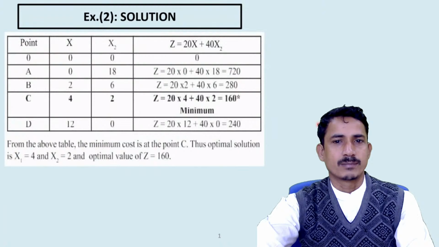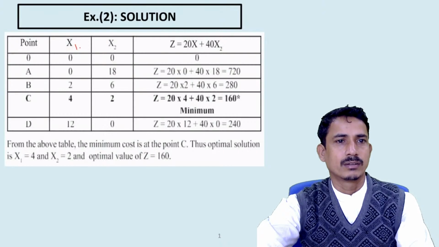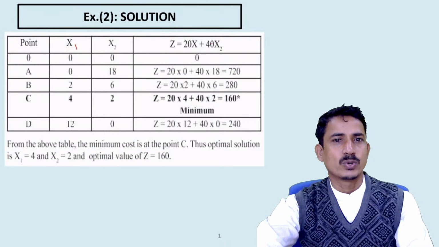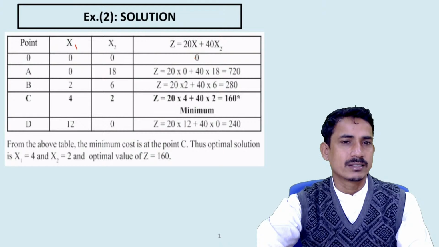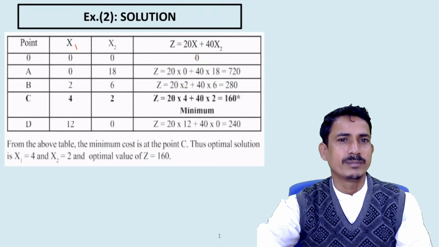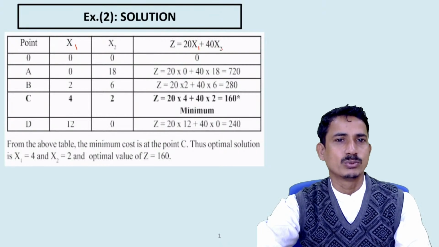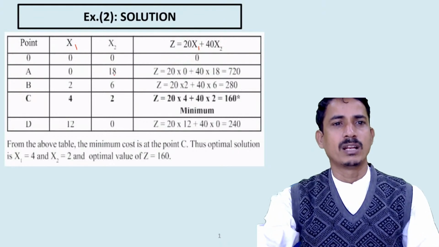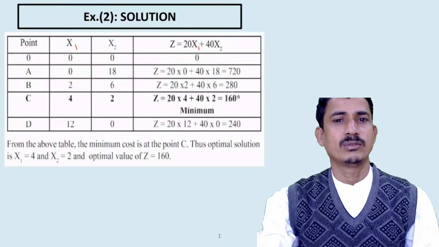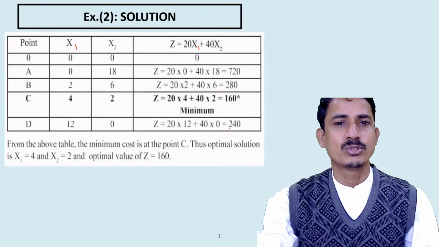Choosing the value of x1, x2, automatically the value of z will come. Always at origin the values of x1, x2 are 0 as well as z value 0, because z value depends on x1, x2. When both are 0, obviously z value will be 0, because z is 20 times x1 plus 40 times x2. Similarly, at a point the value of x1 is 0, the value of x2 is 18. So you got 720, you got 280, you got 160, this is 240. The origin is not considered among all these values, which are minimum.